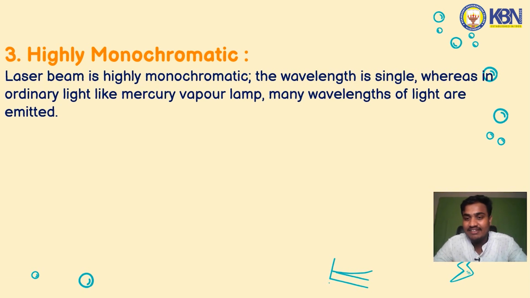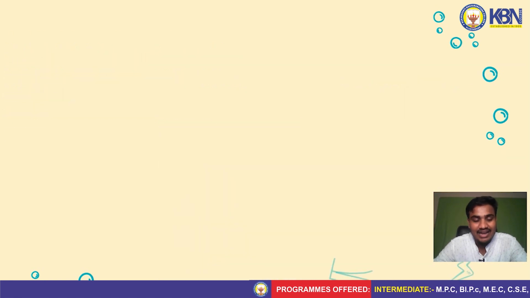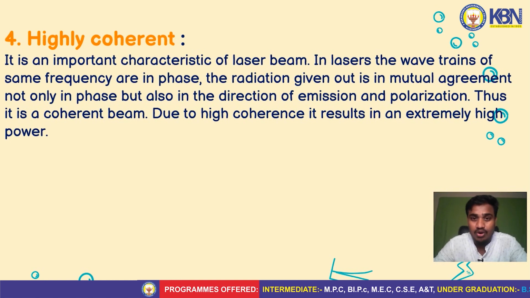It will be having many wavelengths. That's why the laser light is monochromatic, whereas the ordinary light is polychromatic, you can say. Now coming to the last characteristic, the main characteristic of laser is high coherence.